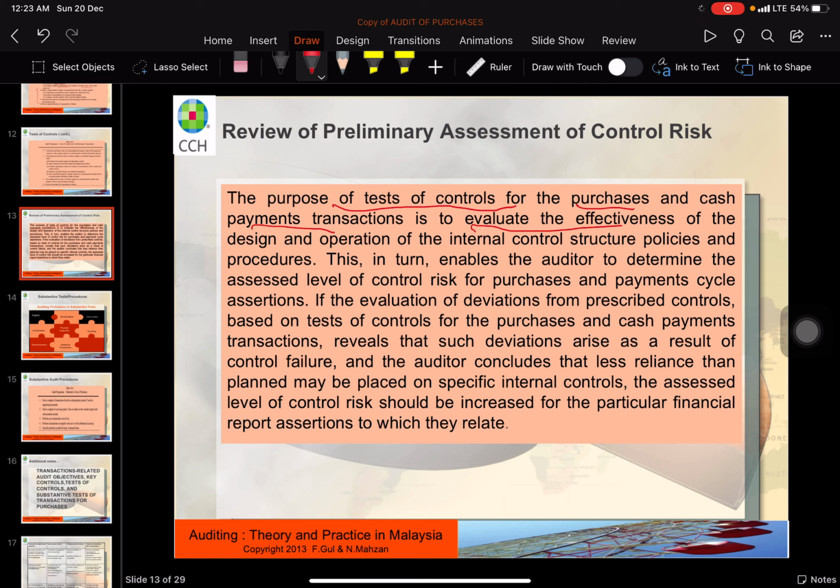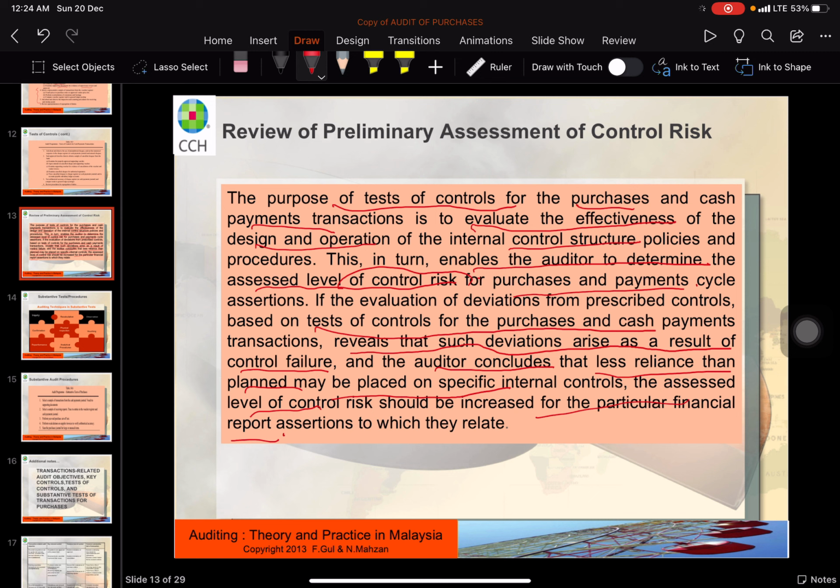In order to evaluate the effectiveness of the design and operation of the internal control policies, the auditor can determine the assessed level of control risk for purchases and payments. So here they have to do a test of control to see the level of control risk. Based on the test of control for the purchase and payment transaction, it may reveal deviations arising from control failure, and the auditor concludes that they can rely less on the planned specific internal controls, so the assessed level of risk should be increased for the particular report.